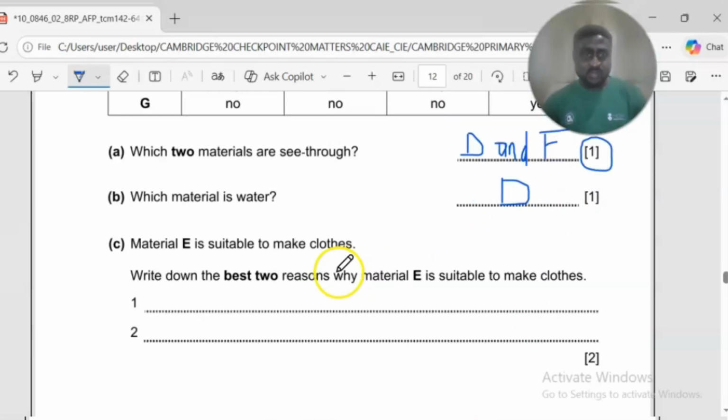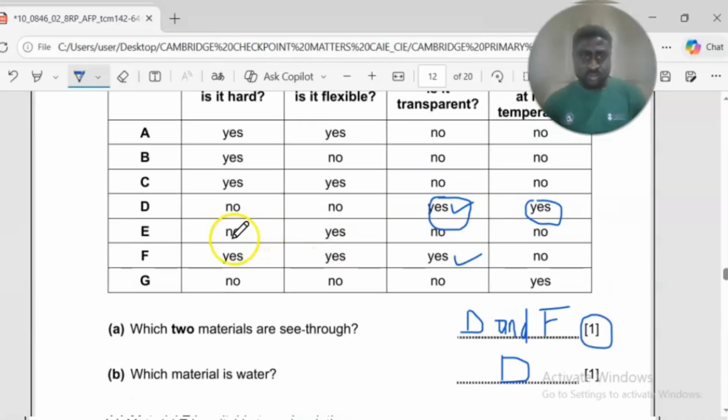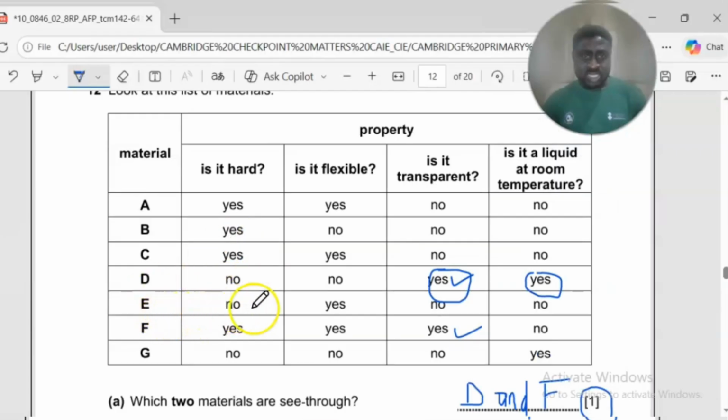So that is the answer. Then C part says material E is suitable to make clothes. Let's go to material E and study it again. Material E, is it hard? No. Is it flexible? Yes.